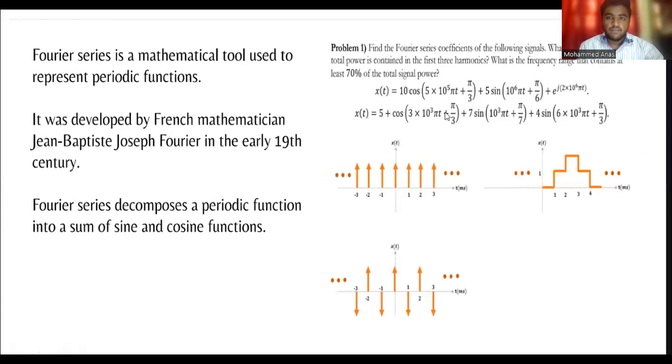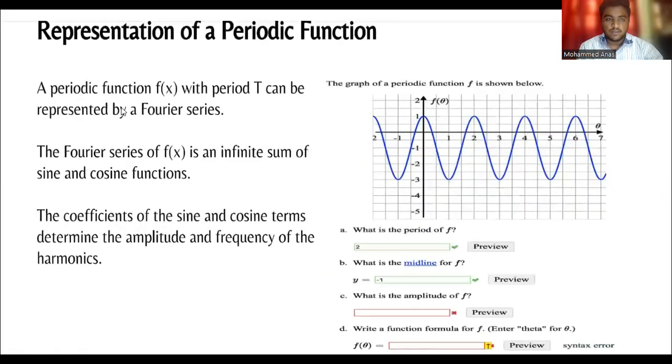In this problem, we can see how the Fourier series decomposes the function into a sum of sine and cosine. The representation of a periodic function: a periodic function of x with period T can be represented by a Fourier series. The Fourier series of f of x is an infinite sum of sine and cosine functions, as I told you. The coefficients of the sine and cosine terms determine the amplitude and frequency of the harmonics. The graph of the periodic function f is shown in the figure.